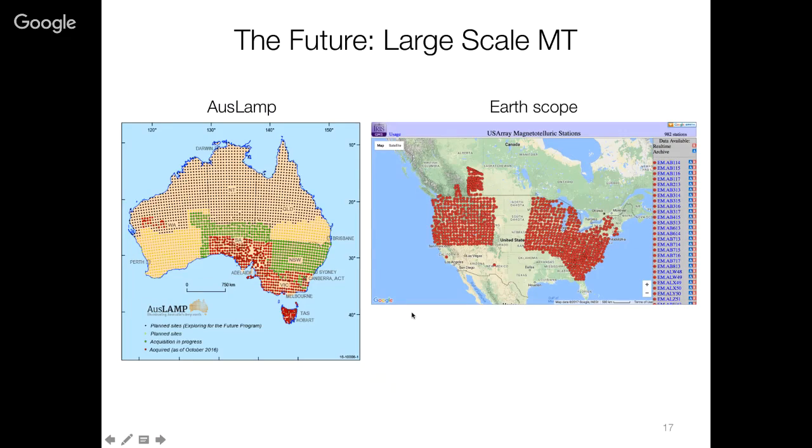Then you've got large scales. You've got OSLAM. Who here is connected with OSLAM? Good. You'll have to tell us more about it tomorrow. And the similar thing in the States with EarthScope. There's a little hole there right now that they're trying to fill up.